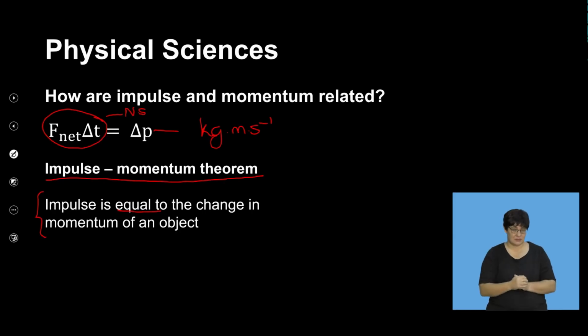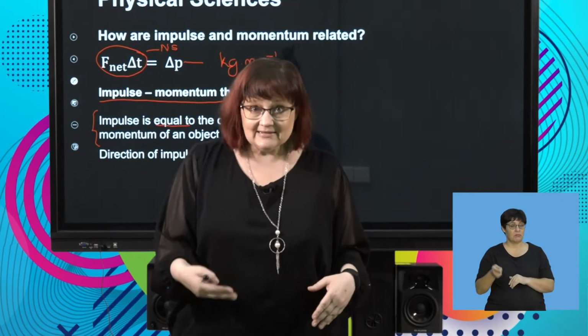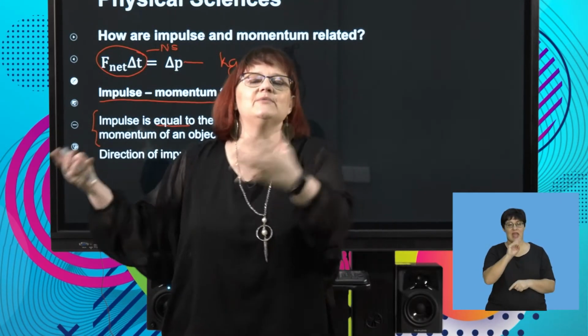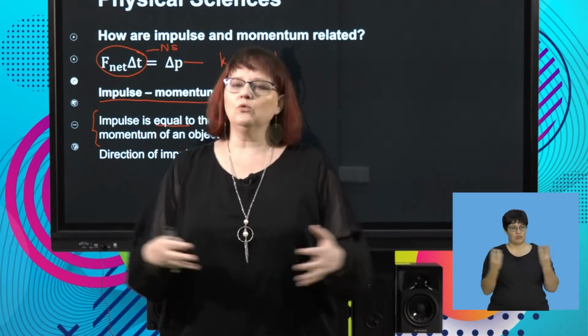So, the direction of impulse is the same as the direction of change in momentum. We've spent lots of time on this. We've had to do it before. The change in momentum's direction is the same as F net's direction. They're all related. They all go together.